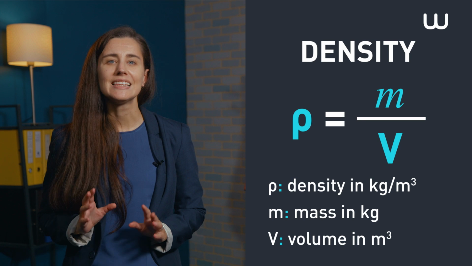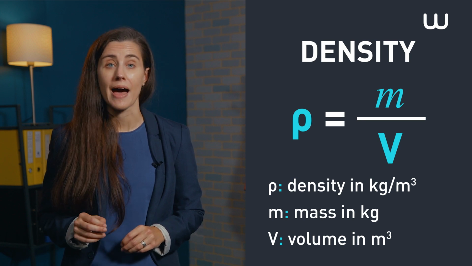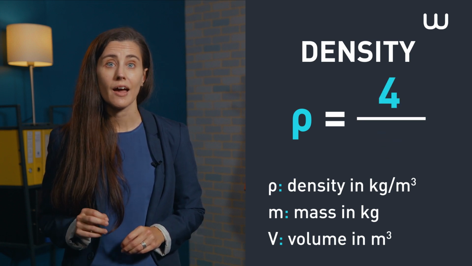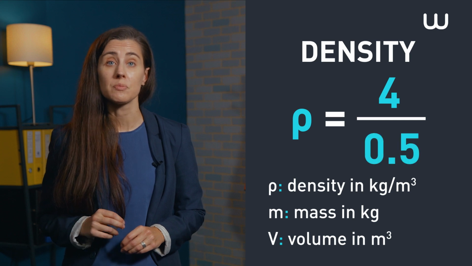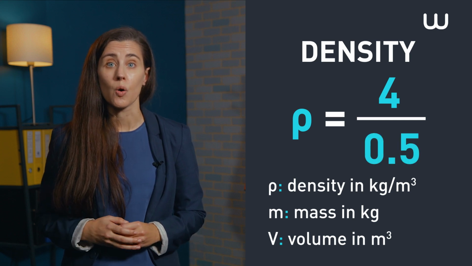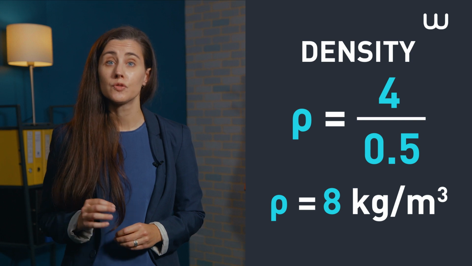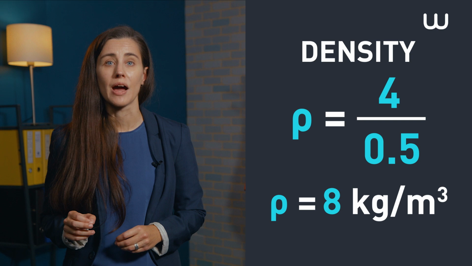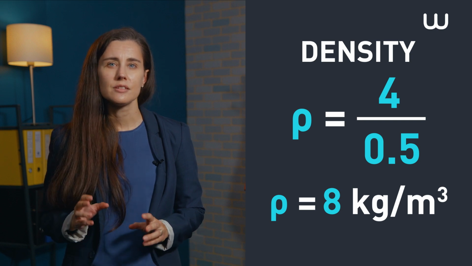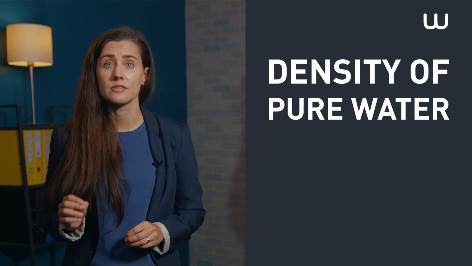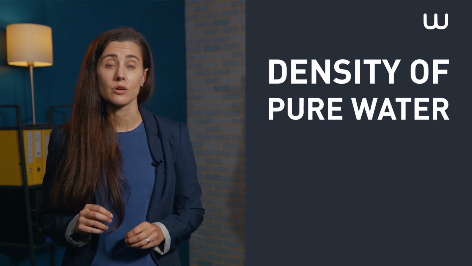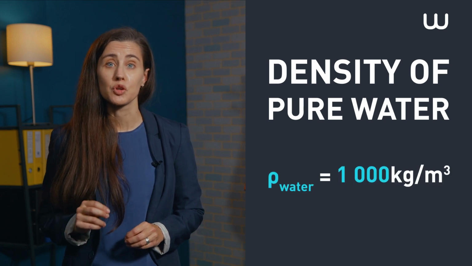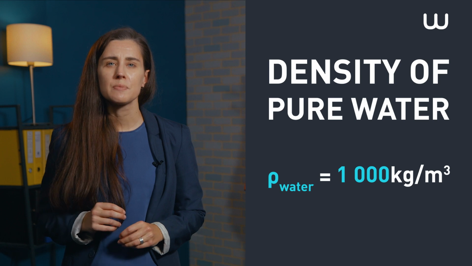meters. Let's take the example of a substance with a mass m equals 4 kilograms and a volume v equals 0.5 cubic meters. Its density ρ is therefore equal to 4 divided by 0.5, which equates to 8 kilograms per cubic meter. The density of pure water at 4 degrees Celsius and at atmospheric pressure is equal to 1,000 kilograms per cubic meter. For the purpose of simplification, we use this value in normal conditions of temperature and pressure.